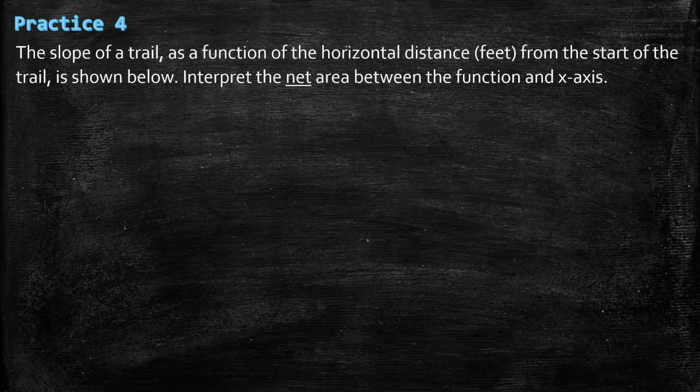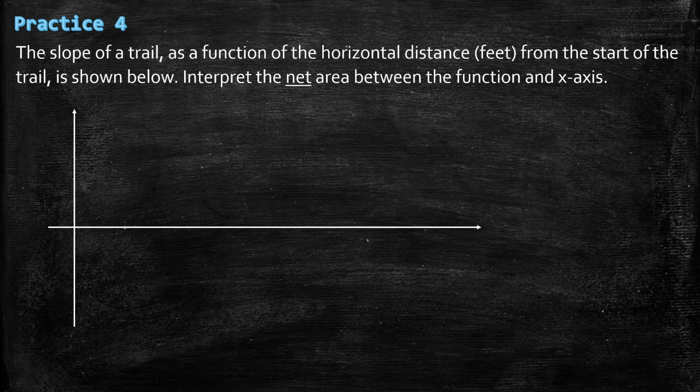So in this last practice problem, we're going to change things up quite a bit. Instead of having time along the x-axis, we are going to have distance in feet along the x-axis. So this graph here is supposed to represent the slope of a trail, as a function of the horizontal distance in feet from the start of the trail.